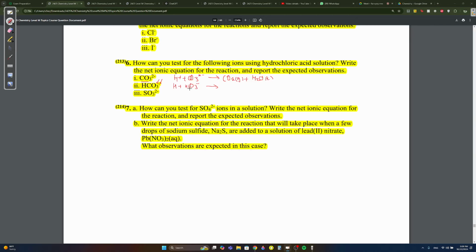Anyway, H+ plus HCO3- behaves in the same way, same reaction. So you get CO2 gas plus H2O liquid. It's important to note, because the question says expected observation, you say effervescence and it produces a gas that turns lime water milky. You have to say this.